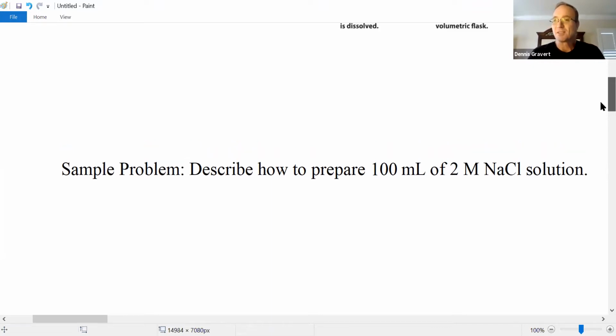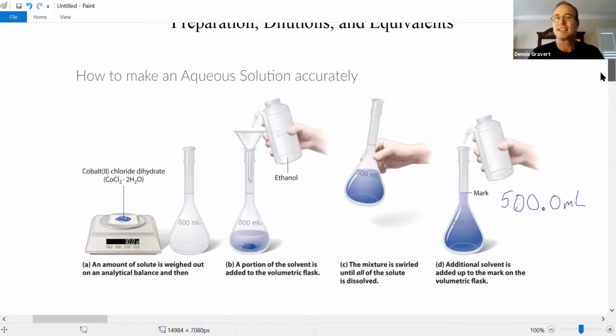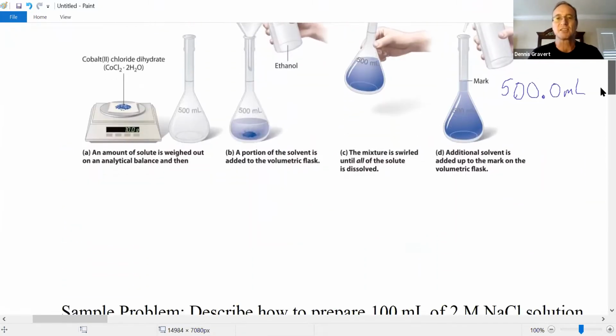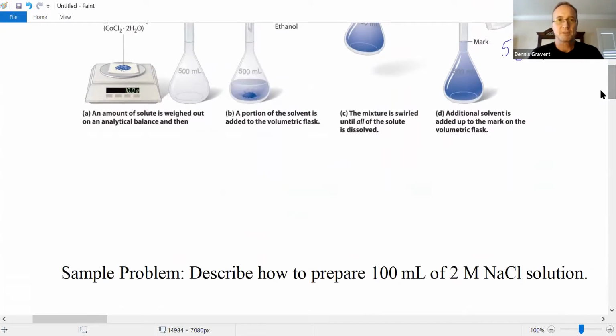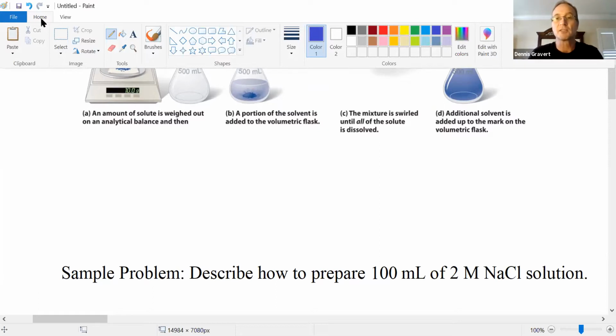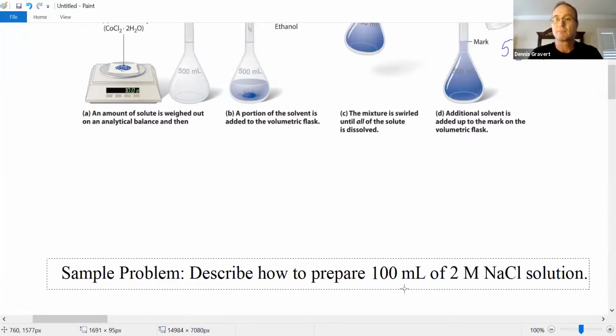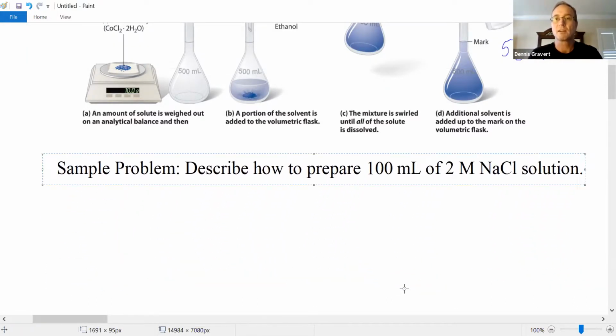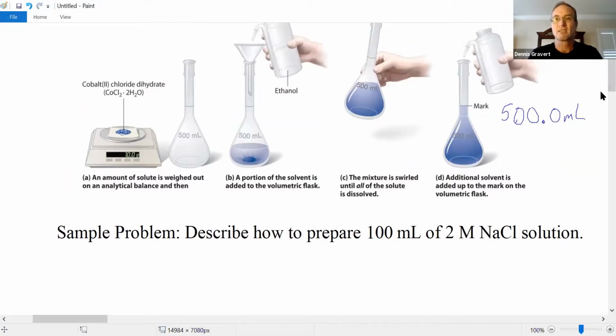You might actually see this problem on the test. So it's helpful for the visual learners to have this idea in mind. So if you see this question: describe how to prepare 100 milliliters of a 2 molar sodium chloride solution. You might want to think about this procedure up here and use those words in your answer.